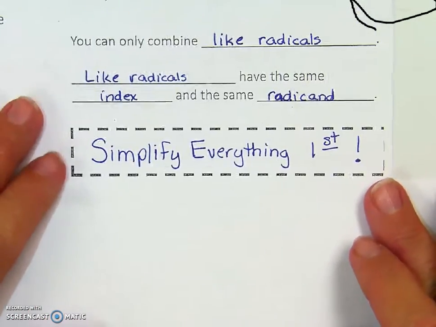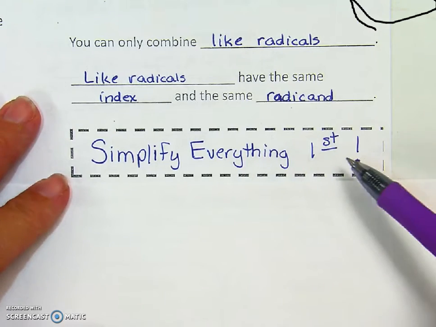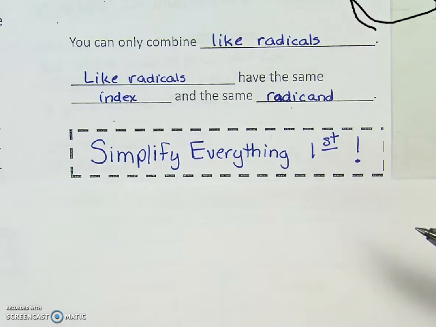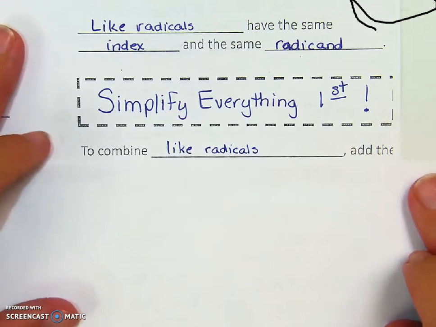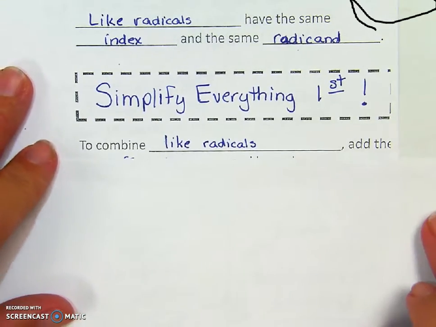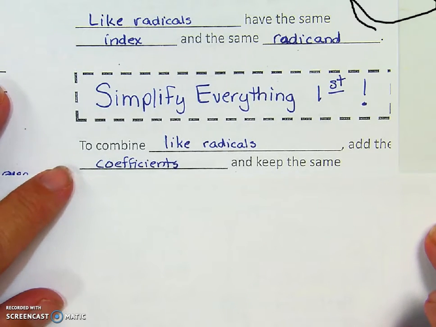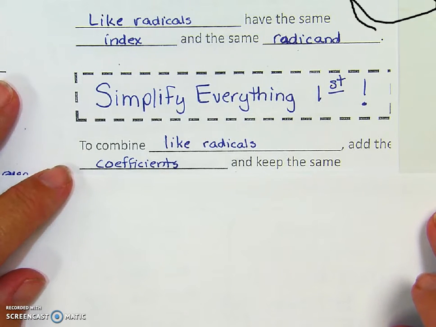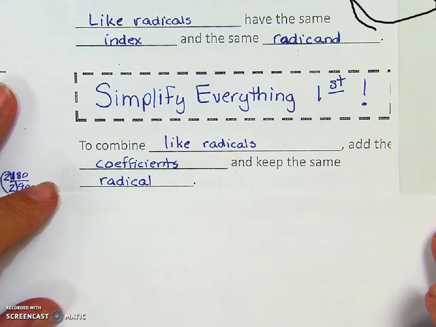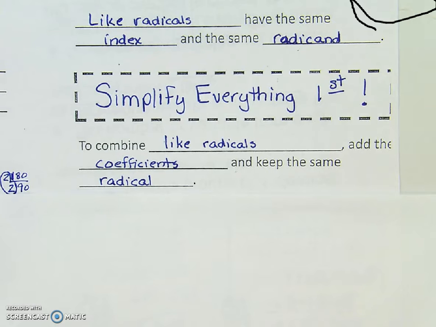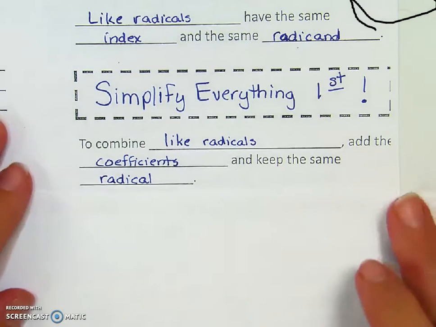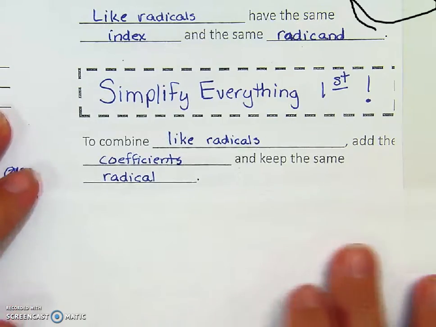All right, so here is the key. Simplify everything first, just like we did on that previous problem when we were doing the multiplication. Simplify every radical first, if it can be simplified. Then you can combine like radicals. To combine like radicals, you add the coefficients and keep the same radical. You add the coefficients and leave the radical alone, just like we talked about in that previous problem. Okay, so now I'm going to do these two examples.